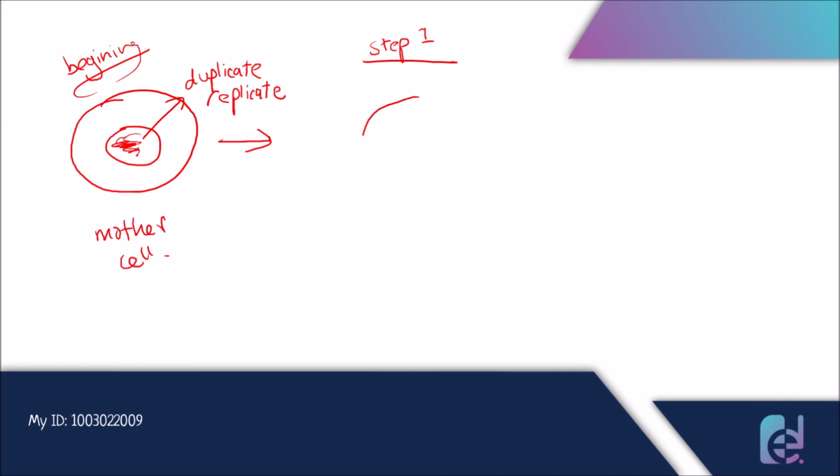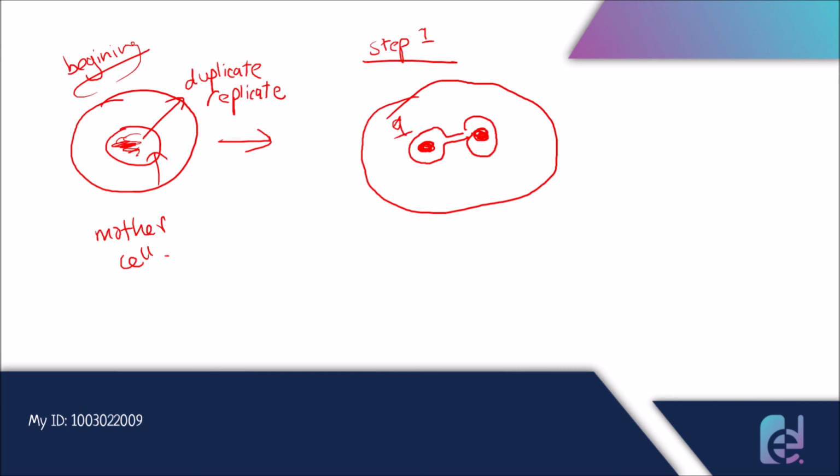So what will happen is the nucleus will divide into two parts. First the DNA will duplicate inside this original mother cell. Then the nucleus will form two nucleuses. This will be the nucleus of daughter cell 1. This will be the nucleus of daughter cell 2. And then after the nucleuses get separated, we will have this situation inside the cell, two separate nucleuses.